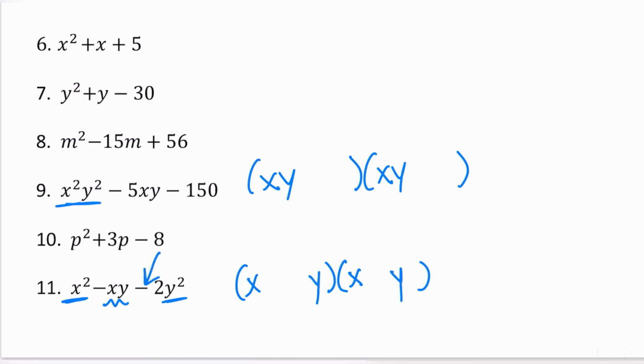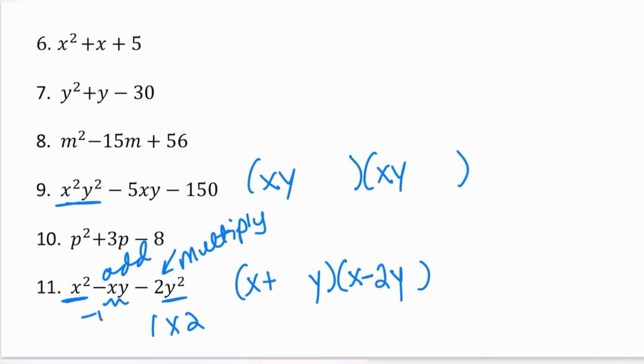And because the last sign is negative, I know I'm going to have opposite signs. So one has to be positive, one has to be negative, and now I just have to worry about the number. What's going to multiply to give me -2, that's going to add to give me a -1. So 2 is easy. Literally, it's just 1 times 2. So how am I going to end up with a -1? It has to be a -2 and a +1. And I don't have to write the 1, so I'm just going to write this answer as x plus y times x minus 2y.